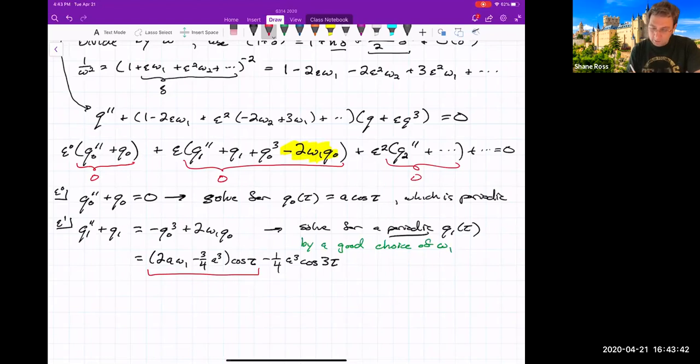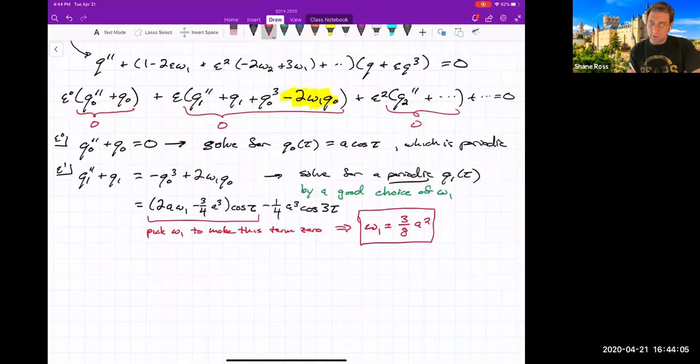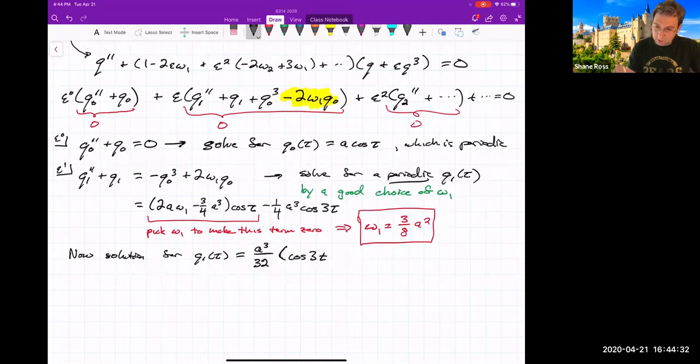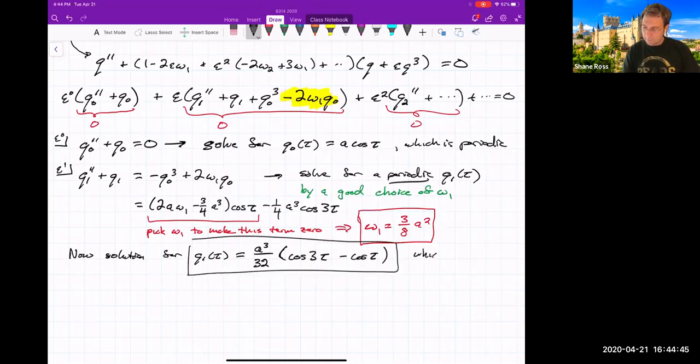So if we want to get rid of this term, we pick omega 1 to make this term 0. And what does that give us? That leads to omega 1 is 3/8 a squared, by just making the parentheses term 0. Now the solution for Q1 tau is, it looks a lot like it did before, at least the periodic part. Cosine 3 tau, gotta remember the tau, minus cosine tau. But there's no secular term, so that's it, which is periodic.